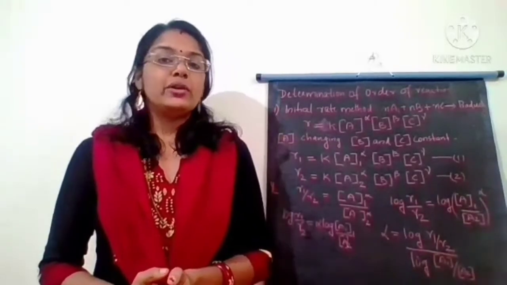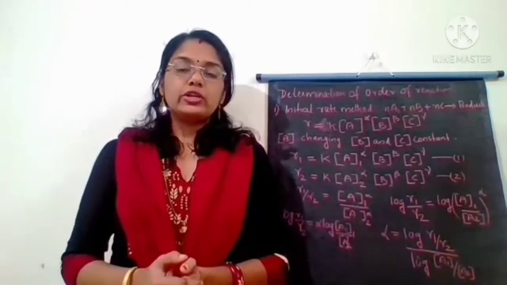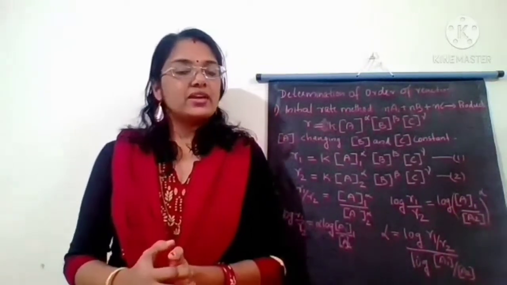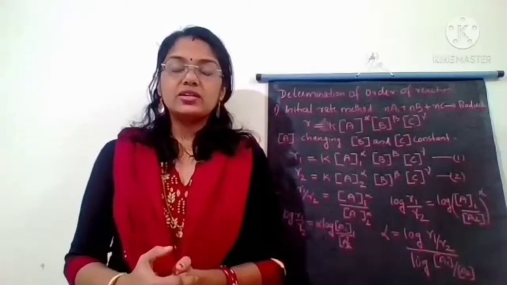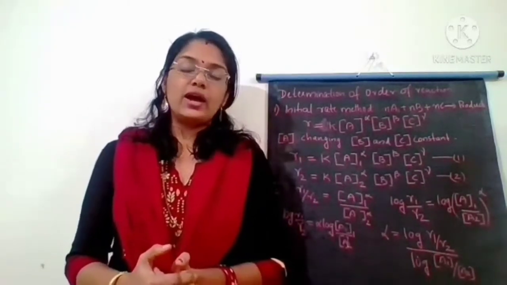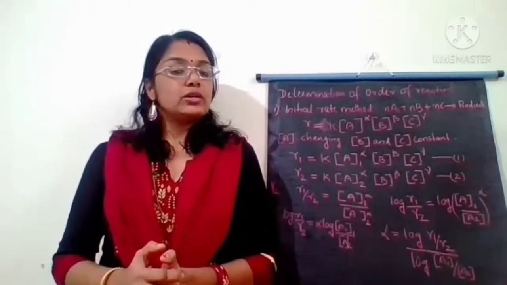Next we can see how to determine the order of the reactions. There are 4 methods to determine the order of a reaction. First is the initial rate method. Second is the half-life method. Third is the integrated rate equation method. And fourth is the Ostwald isolation method. So let us discuss the first method, that is the initial rate method.